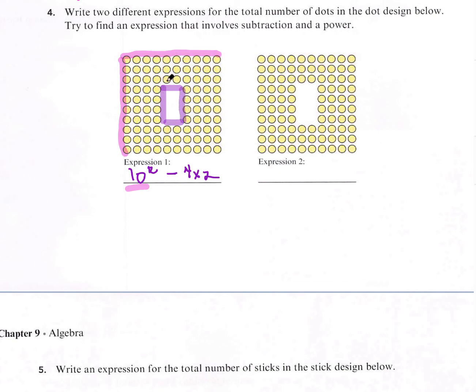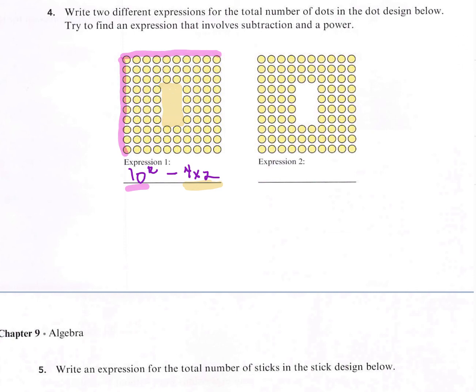So we can actually take away 4 groups of 2, because if we were actually looking at the number of dots that were in here, let's make them yellow dots. And so go 1, 2, 3, 4, 5, 6, 7, 8. So we've got 4 groups of 2 dots. So we're going to actually subtract those to get this space in the middle. This will represent 4 groups of 2 dots.